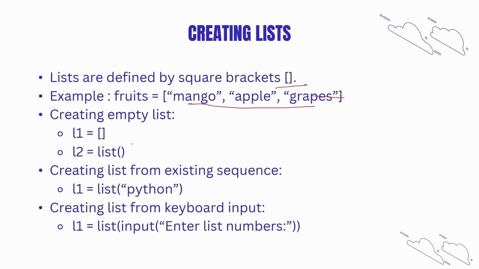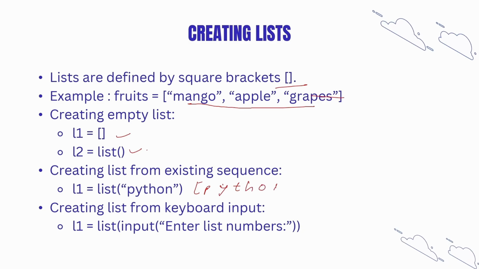There are 2 ways to create an empty list. One is using square brackets in this form, and second is using the list function. Okay, creating a list from an existing sequence. So here we have list of Python. We want to create a list of this string Python. So it would create the list this way, Python.